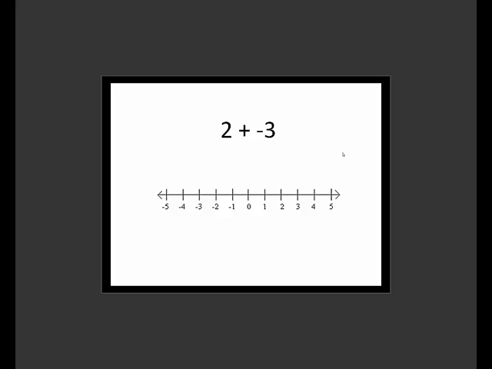Let's take 2 and add -3. First, we're going to put a dot over 2 because that's our first add-in. It's our first number in the sentence here. Now we're going to add a -3. Now adding a negative quantity is going to lead us in the negative direction. So we're going to add 3 negatives. -1, -2, and -3, and we stop.